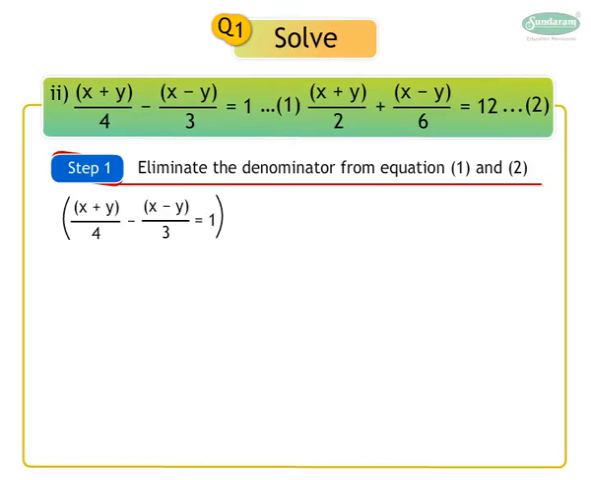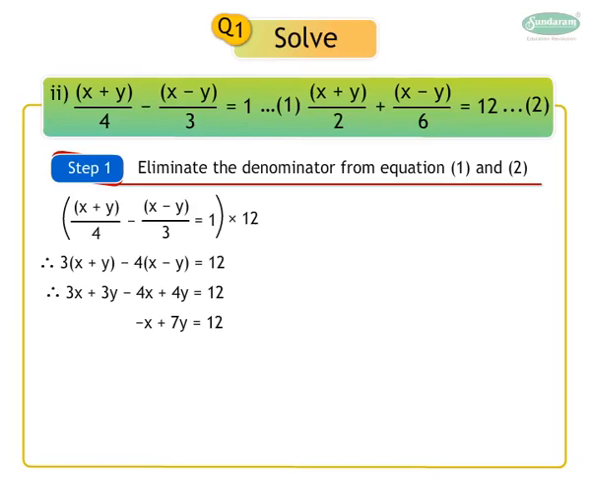Let us take equation 1. Since the LCM of 4 and 3 is 12, we multiply equation 1 by 12. We get 3 into bracket x plus y minus 4 into bracket x minus y is equal to 12. 3x plus 3y minus 4x plus 4y is equal to 12. Now we get minus x plus 7y is equal to 12. We call this equation 3.